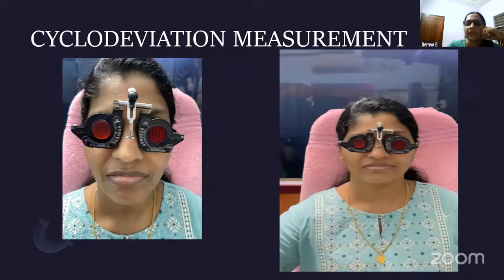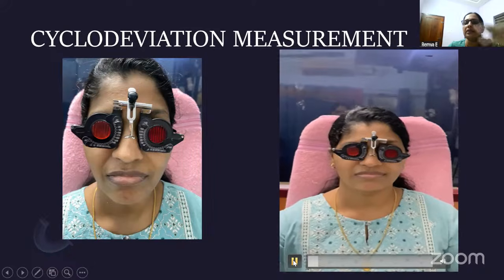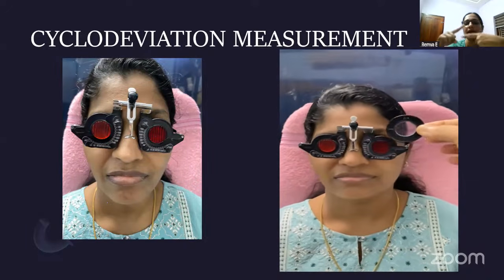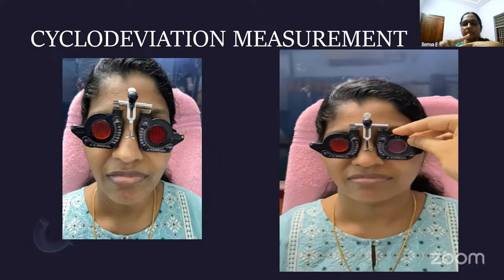Then coming to the cyclodeviation measurement. In a case of oblique palsy, you can have a cyclodeviation. So how will you test the cyclodeviation? Here you keep the Maddox rod on both sides, vertically aligned, and you place a 4 prism diopter prism in front of one eye so that the images get separated. And now the patient has to tell.